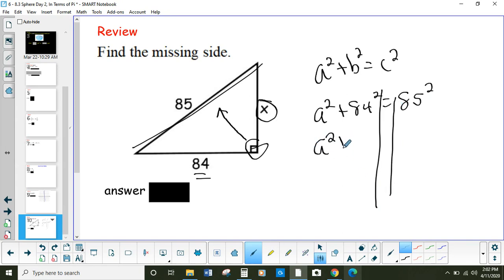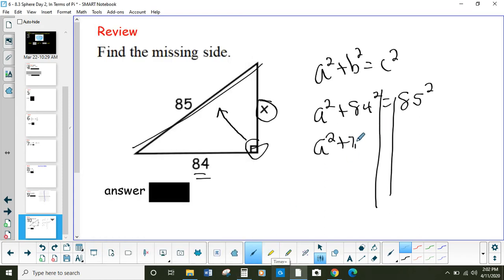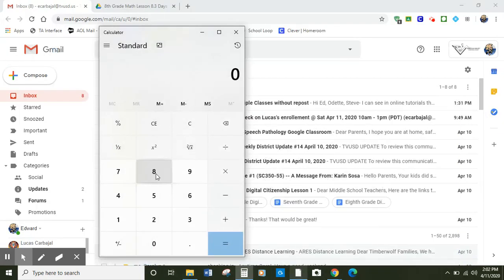And from here, I don't mind if you whip out your calculators. 84 squared is 84 times 84. And I got 7,056. 7,056 is 84 squared. What about 85 squared? Let's find out what that is. Clear this out. I go 85 times 85.